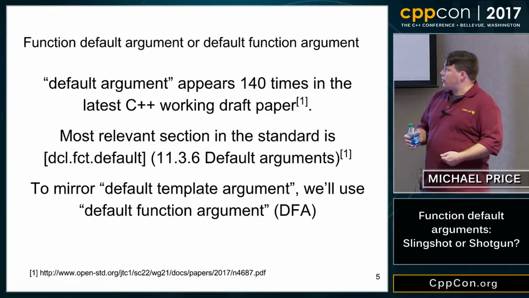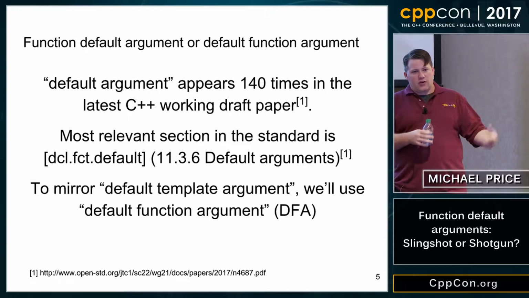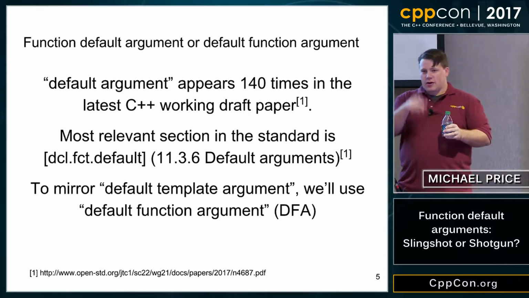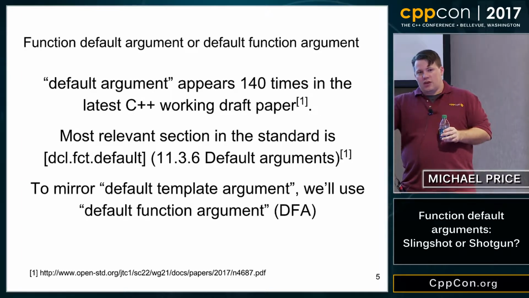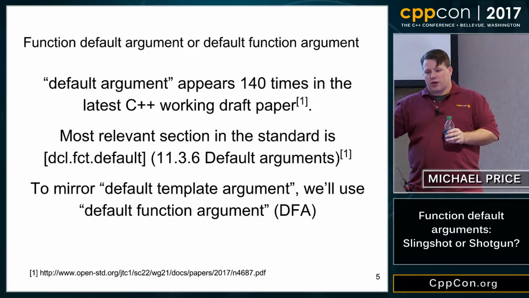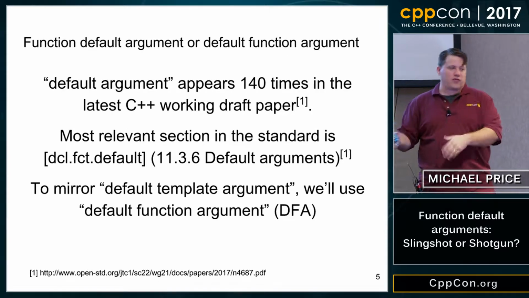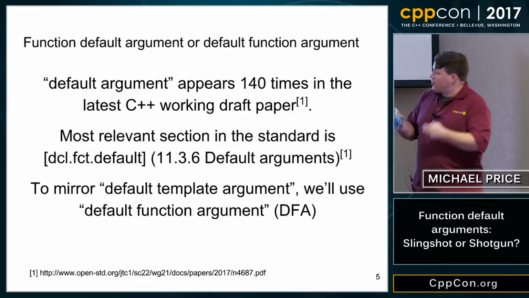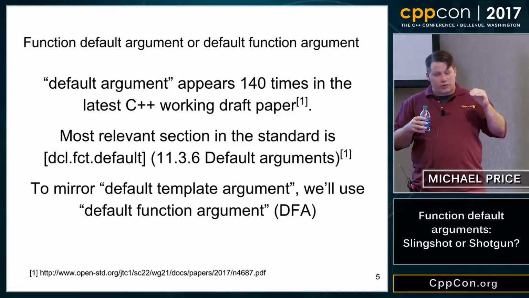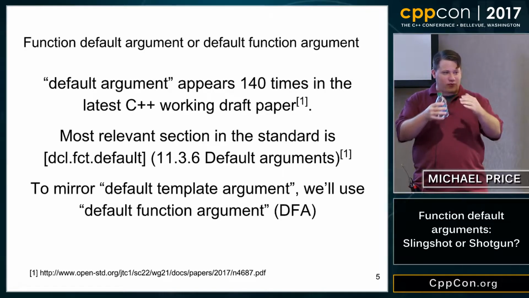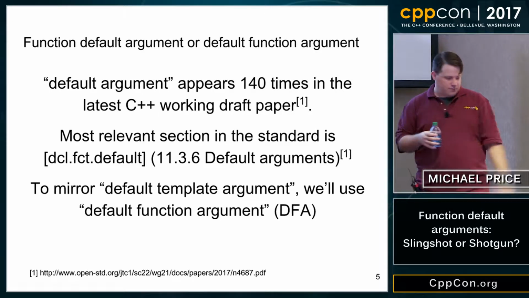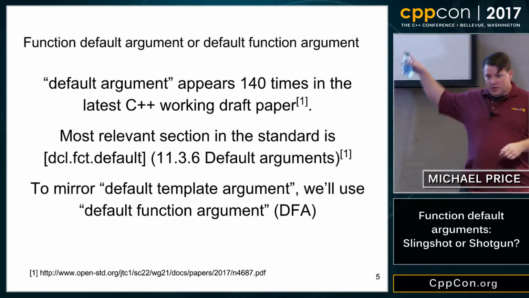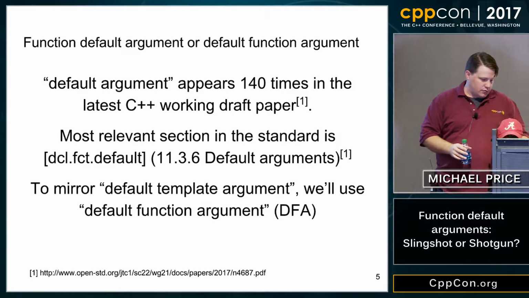Default template arguments are a lot like default function arguments. It's just they're provided for template parameters, type and non-type parameters. You can say typename T equals int, to say that if you don't provide this type parameter, we're just going to assume it's an integer. So when you're looking at the standard and you see default argument, you have to put it in the context of what they're talking about to understand what it is. So I'm going to call them default function arguments, or just DFAs, from here on out through the rest of the presentation.